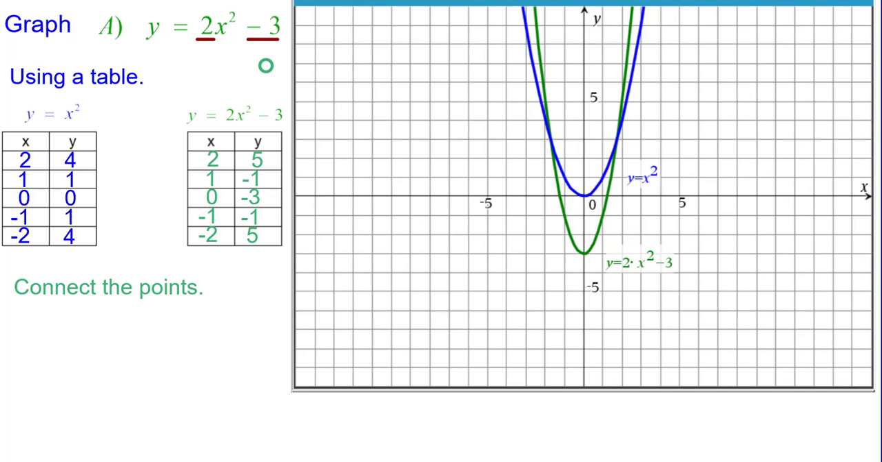Compare it to the parent function, y equals x squared. And we can see that it's narrower, or has a vertical stretch, and it's also shifted down 3.